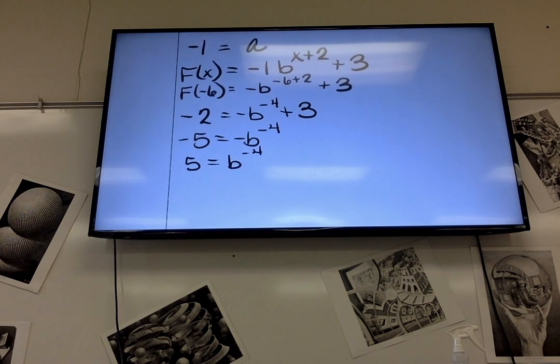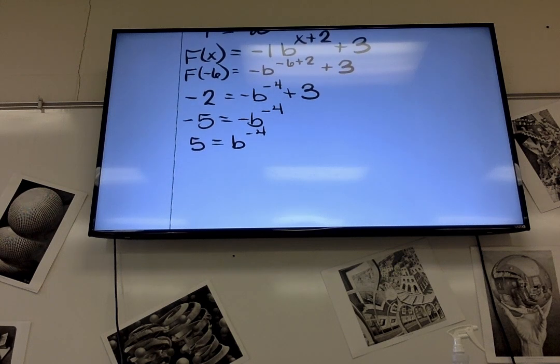Yeah, we flip it. Actually, you bring the 5 down. What you would do is make this 1/5. So that makes that b to the positive 4th. As I flipped it, I've gotten rid of it. Now, how do I get rid of to the 4th power? Yep, 4th root.